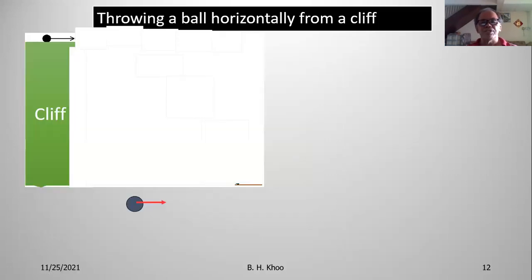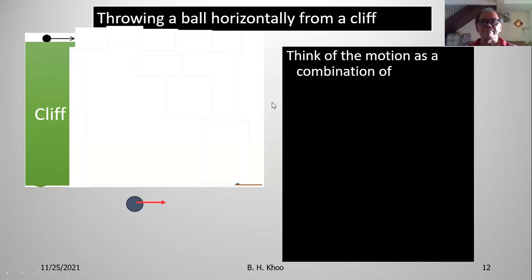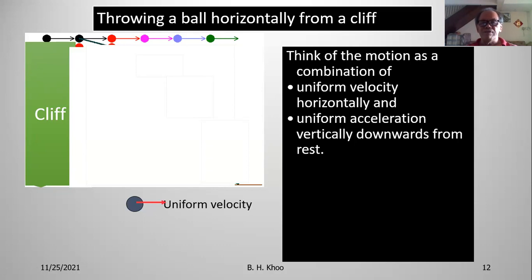Right? Throwing a ball horizontally from a cliff. So we can think of the motion. That's a cliff, with some height. Uniform velocity horizontally. That's why every 1 second it moves the same distance, you can see the motion. Then uniform acceleration vertically downwards.